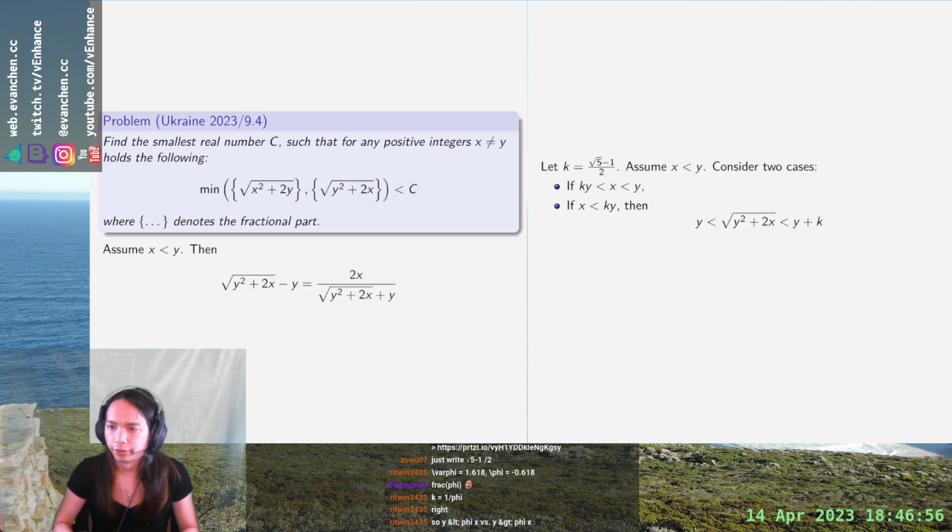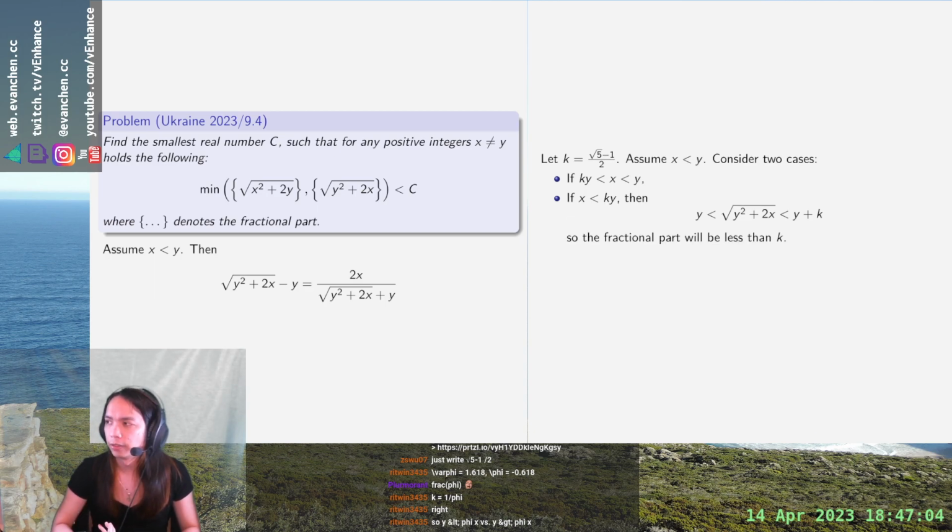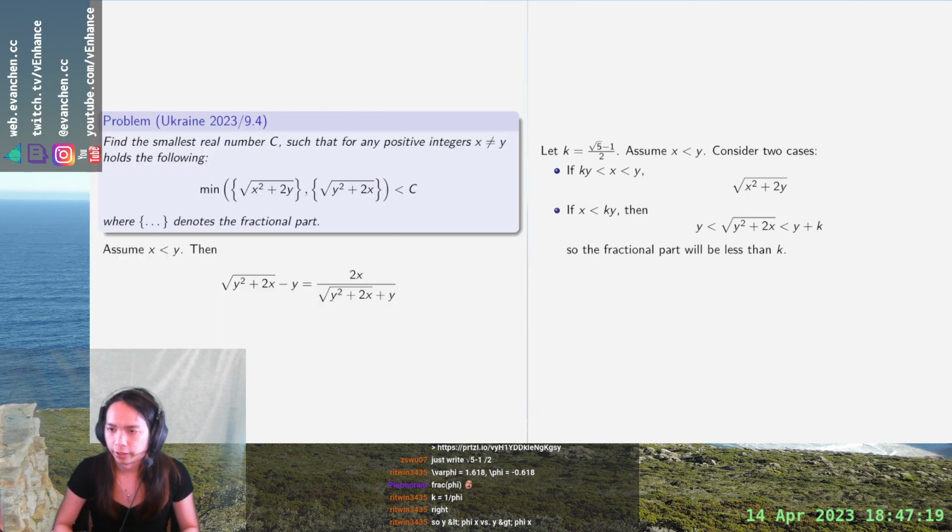If x is too small, then the fractional part will be less than k. And if we think x and y are about the same size, well, then we're happy, I hope. Maybe. We'll find out. The goal is that I want to be able to trap x. Because x and y are similar, I should be able to trap the size of x squared plus 2y. So on the one hand, it's less than x, and on the other hand, it's less than x plus something.